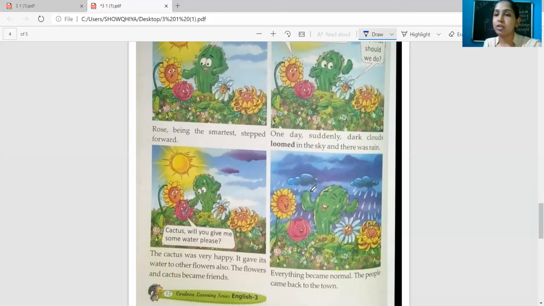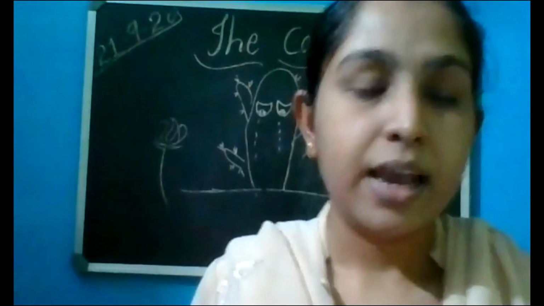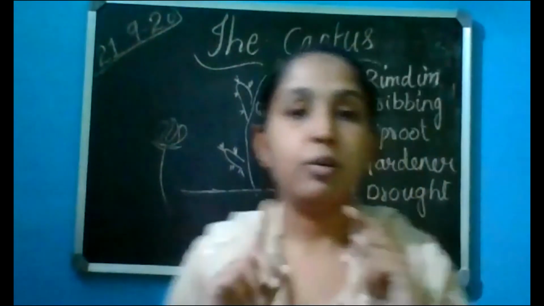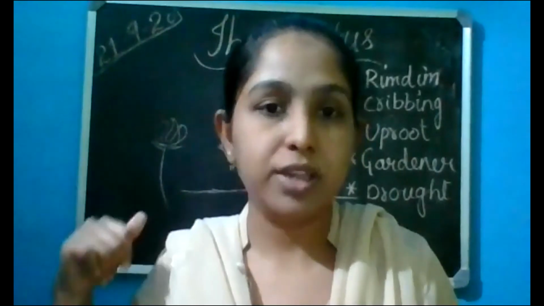The people came back to the town. So this is how, with a gentle heart, the cactus's heart melted and it gave water to the flowers around it in the garden. With its help, all the flowers around it became friends, and they realized that though we treated the cactus in a bad way, it lent its help. So children, this was the story about the cactus.